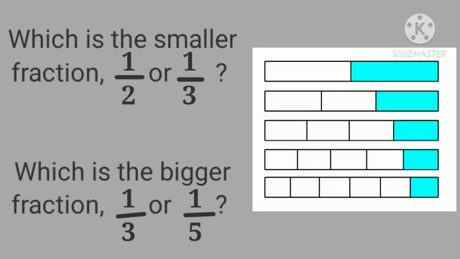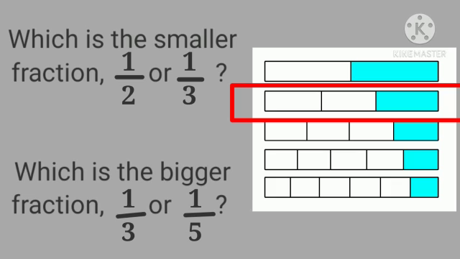Now, look at the picture and answer the following question. Which is the smaller fraction, 1 upon 2 or 1 upon 3? By seeing the picture, we can understand that 1 upon 3 is the smaller fraction. Next question. Which is the bigger fraction, 1 upon 3 or 1 upon 5? So, by seeing the picture, we come to know that 1 upon 3 is bigger and 1 upon 5 is smaller.